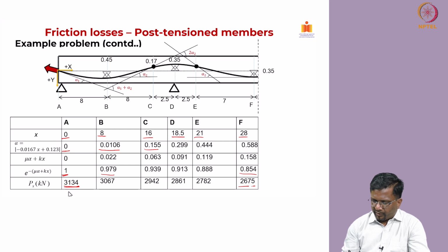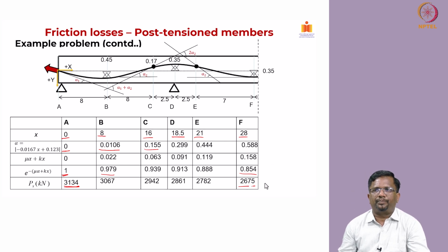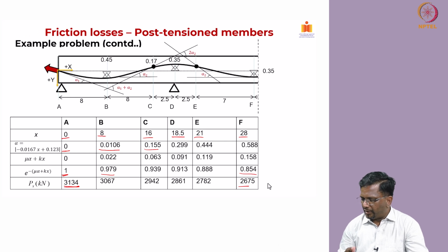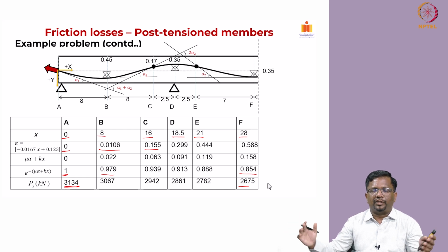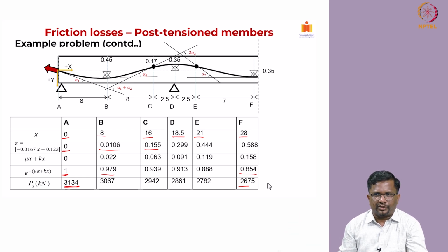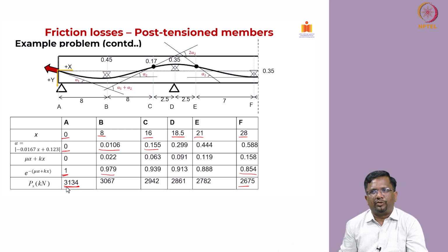So, it has reduced from 3134 to 2675. You can find out the change in the pre-stressing force happening because of the friction loss from curvature and wobble effect. In this example we stretch it from both sides. That is the reason that at the mid location of the second span the force has dropped from 3134 to 2675 kilonewton.